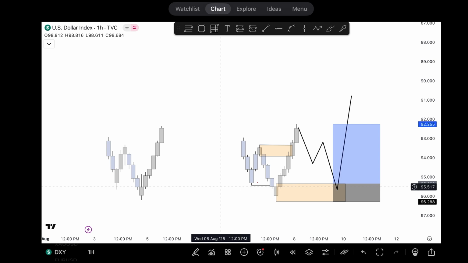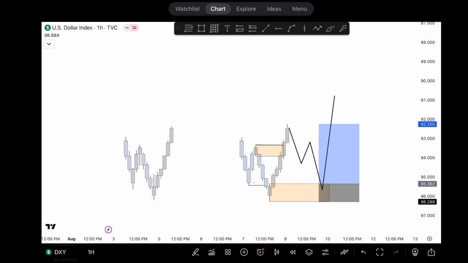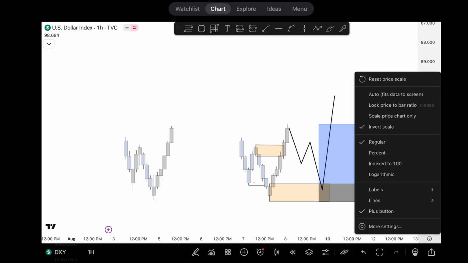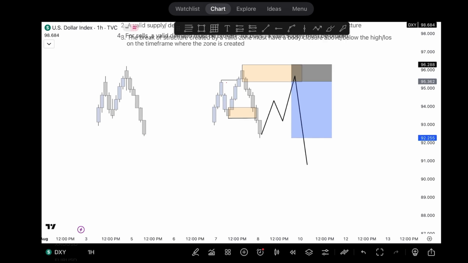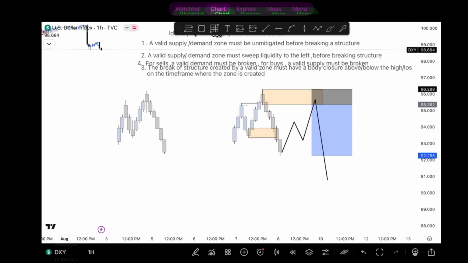Make sure it sweeps, make sure the supply is valid, the demand is valid, make sure it breaks with a body closure, and then just wait for price to come into the zone, and then you look for your buys. Easy and straightforward. So now let's just go into the chart and look for real life chart examples.